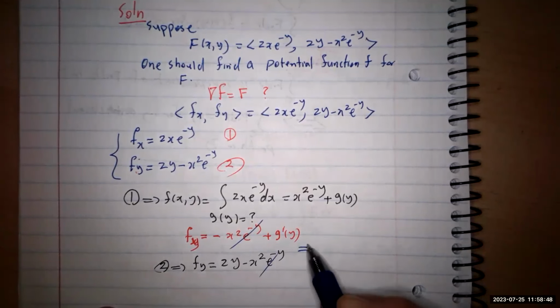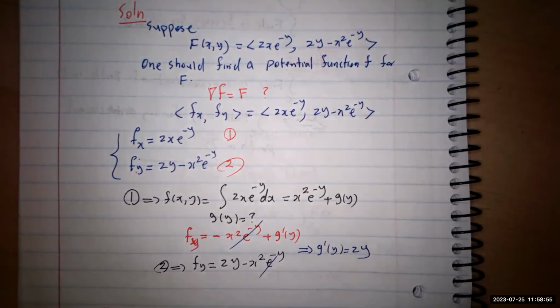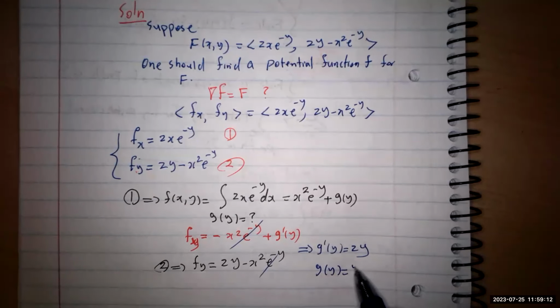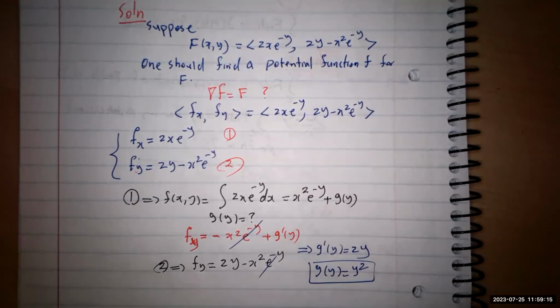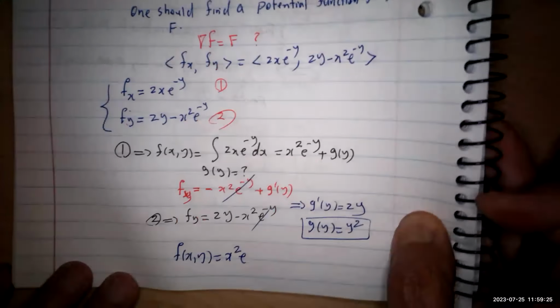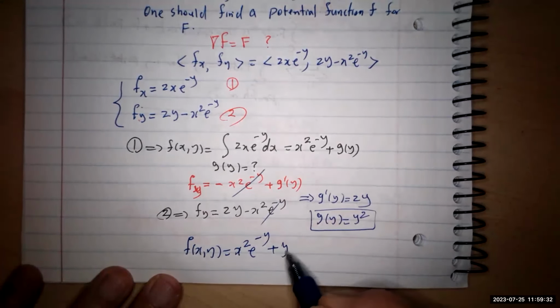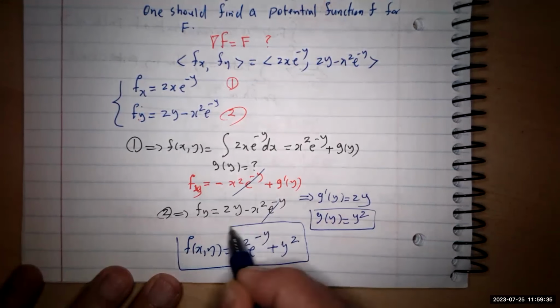So the conclusion is going to be g prime of y is equal to 2y. Okay, we let them equal to each other and we drop the common terms. So that's easy, you integrate it and your g of y would be simply y squared. It's going to be y squared plus c, but we don't need the c. So we go back and we substitute, we have a potential function. So f of x comma y is x squared e to the negative y plus y squared.